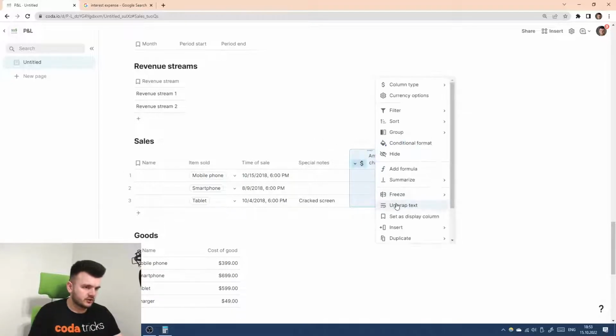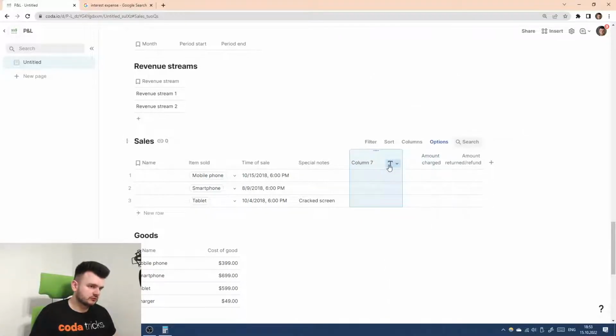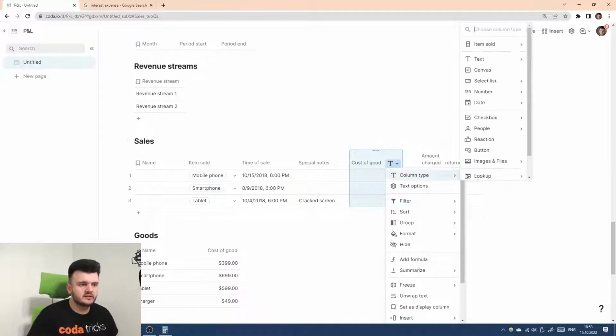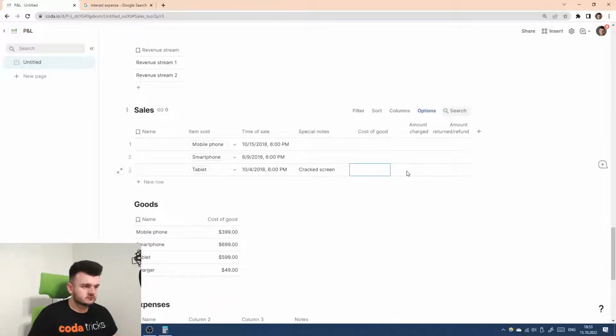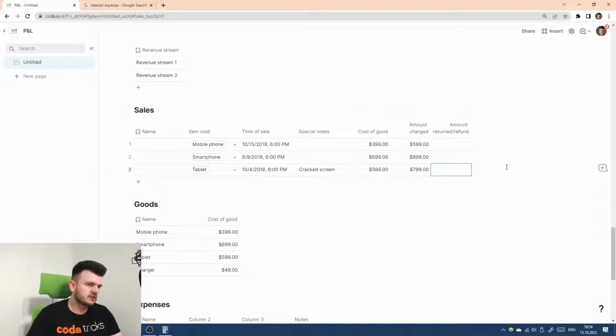We should have the amount charged. We can also have the cost of good tracked here, and I'll tell you in a minute why we track it here. And we say the mobile phone is $399, the smartphone is $699, and the tablet is $599. And let's say we sold it for $499 or $599, and we sold this for $899. We sold this for $699 or $799. But we then refunded $50 on it, or $49 on it.